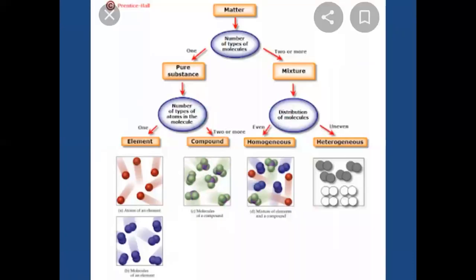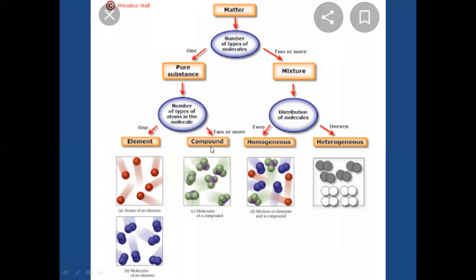The classification: we have matter. Matter is further divided into two types, pure substances and mixtures. Pure substances, I told you, are made up of one type of molecules or atoms, while mixtures are made up of two or more types of molecules. Then pure substances are further classified into element and compound.